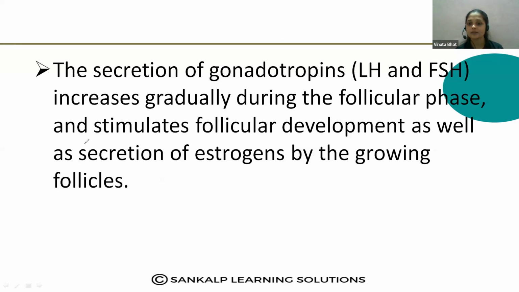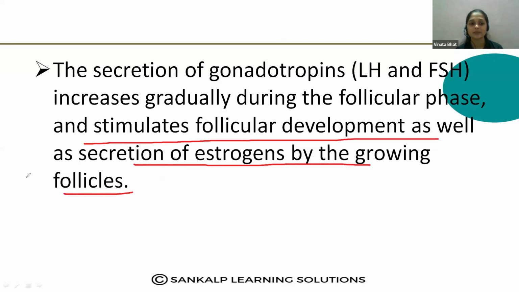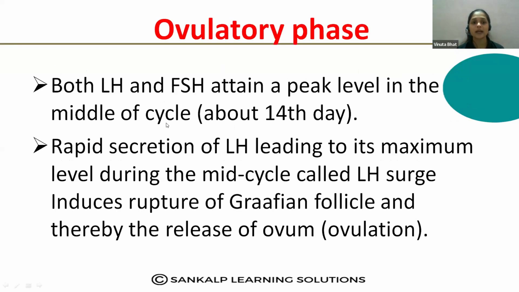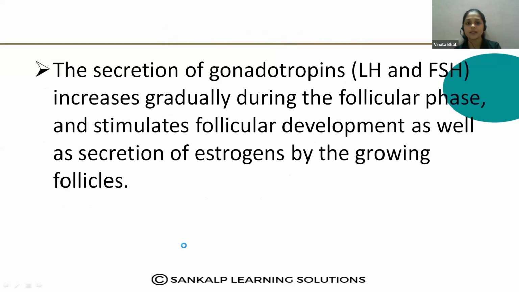Then it stimulates the follicular development as well as secretion of estrogens by the growing follicles. Estrogen is secreted by the growing follicles. Then the ovulatory phase, when both FSH and LH attain a peak. When LH and FSH secretion increases, they attain the peak in the mid of the cycle, about the 14th day. On the 14th day, there is an increase in the level of FSH and LH. You can observe that in the diagram. See here.